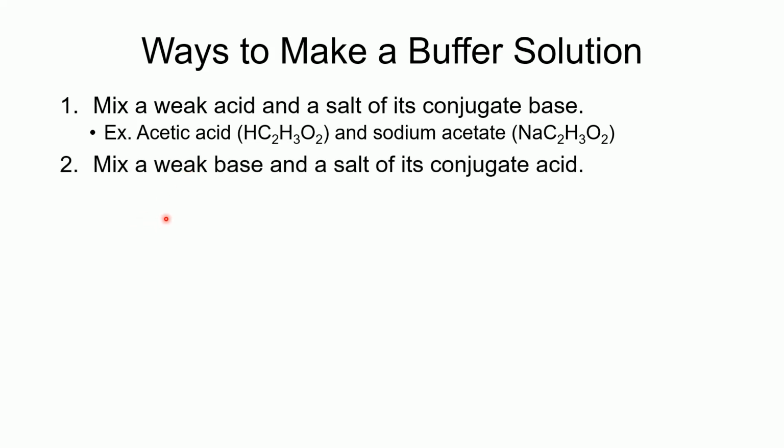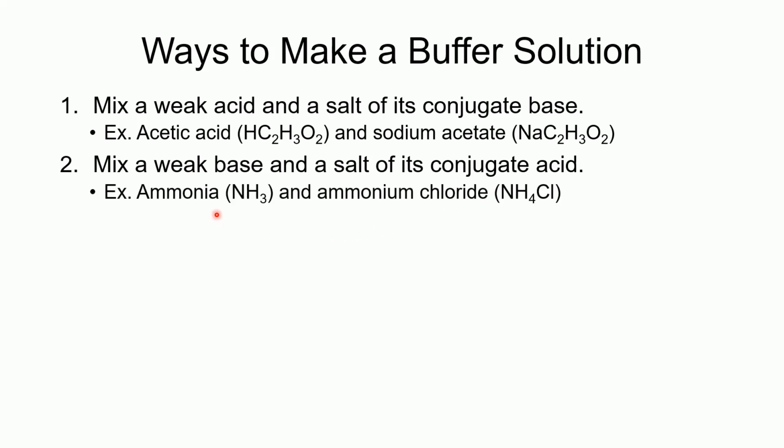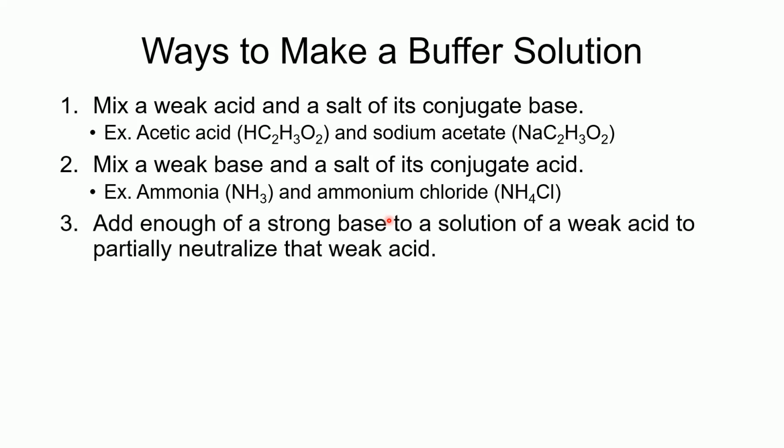You can also take a weak base and the salt of its conjugate acid. And so an example would be ammonia. And if you have ammonium chloride, which is the ionic compound, when you take ammonia with HCl, you'll get ammonium chloride. Well, if you take equal parts of ammonia and ammonium chloride, you are going to have a buffer. And so that is a possibility as well.